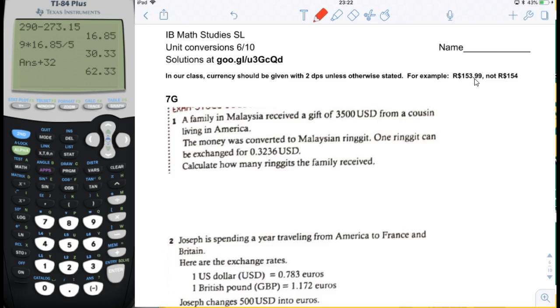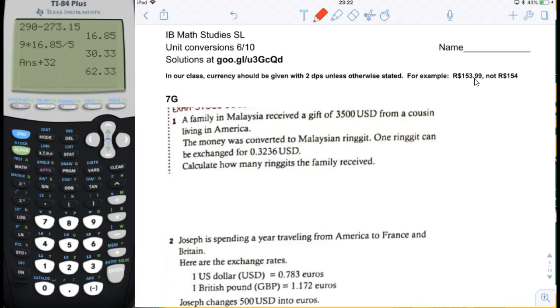Some currencies don't have decimal places, like for example the Japanese yen. A yen is like a penny, so it doesn't make any sense to give decimal places because the yen is already like the smallest unit possible.